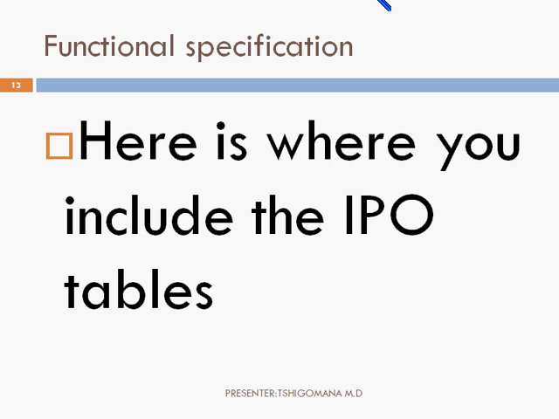Functional specification. Now, what is it that you must include here in functional specification? Here is where you include the IPO tables. In other words, you must show us the flow charts, the IPO tables. You must show us a schematic diagram on how things are going to flow in your application.